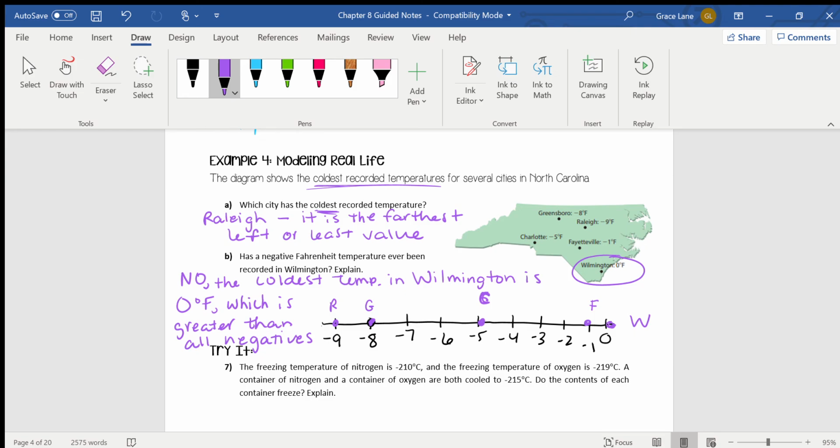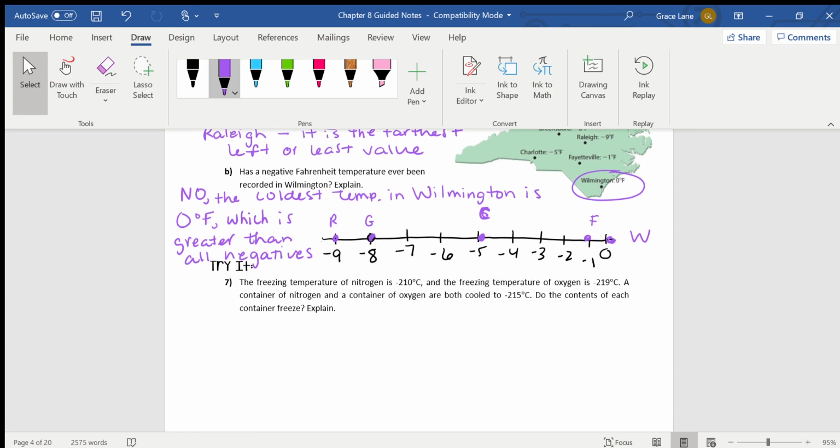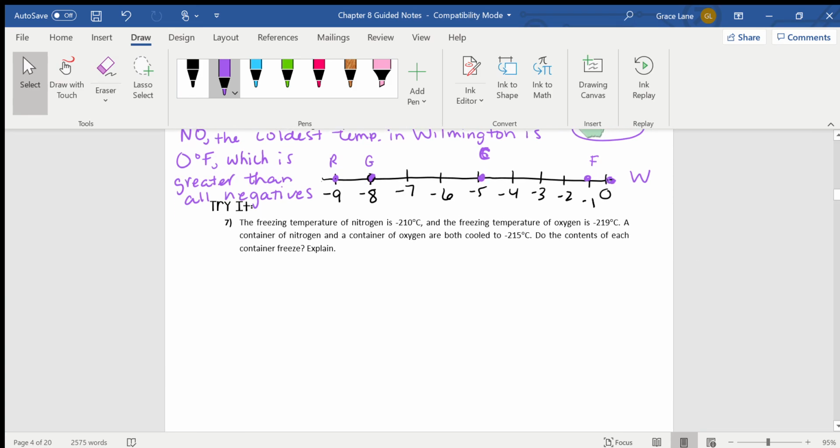It says that the freezing temperature of nitrogen is -210 degrees Celsius. The freezing temperature of oxygen is -219 degrees Celsius. A container of nitrogen and oxygen are both cooled to -215 degrees Celsius. Do the contents of each container freeze? And then explain. You could draw a number line if you would like to. Your number line doesn't have to start at 0.